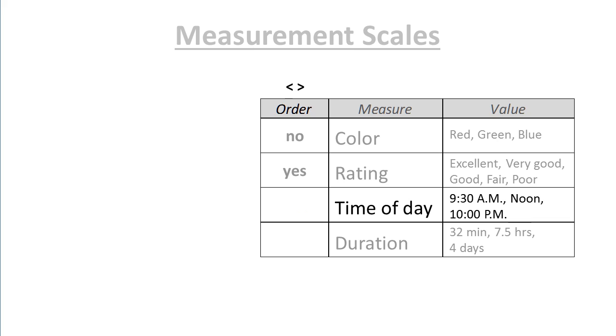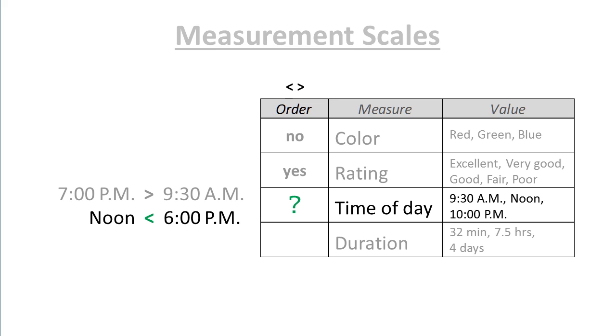Next, let's look at the measurement of time of day. 7 p.m. comes after 9:30 a.m. and noontime comes before 6 p.m. Clearly, values of time of day are ordered.